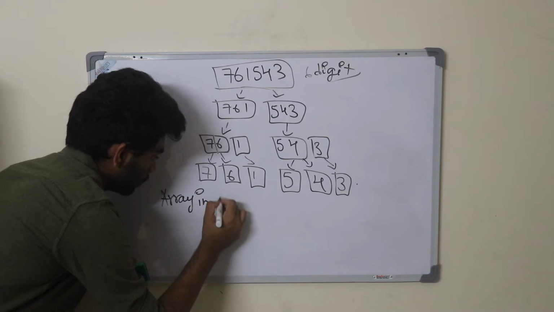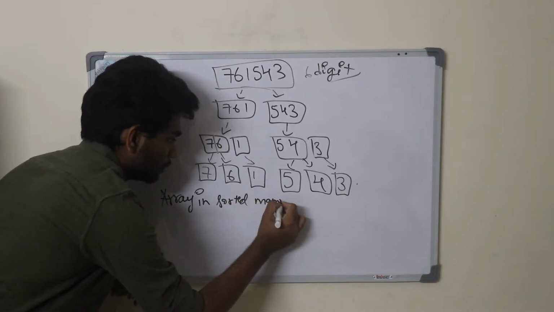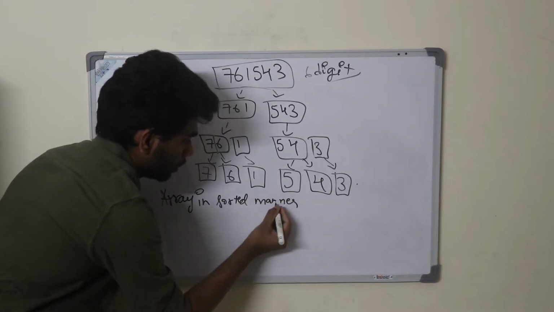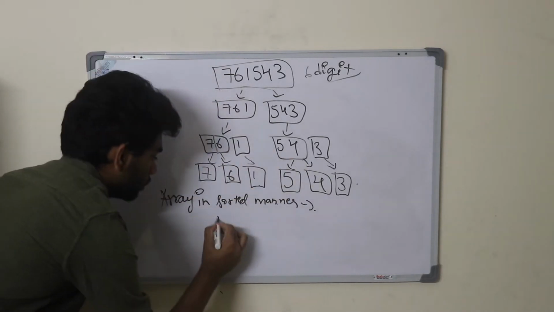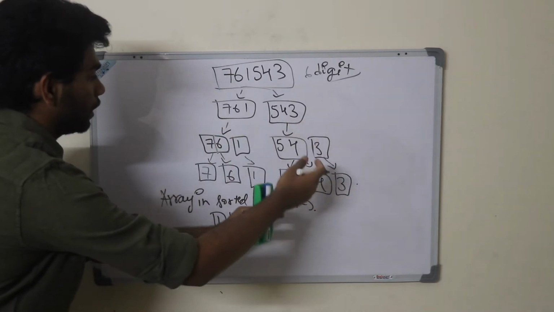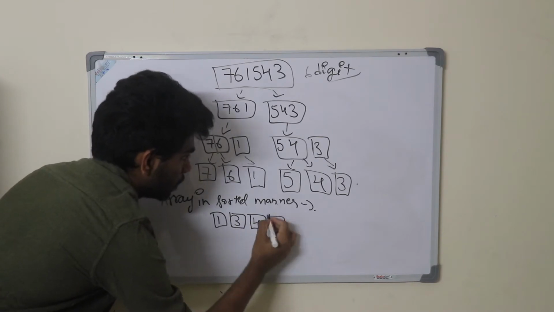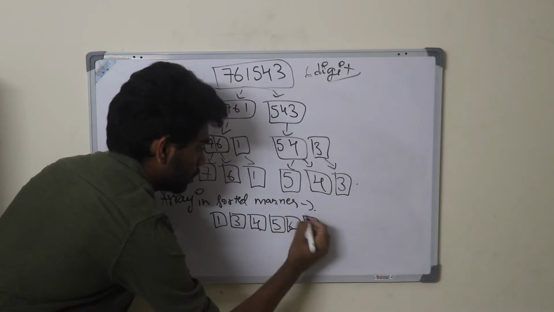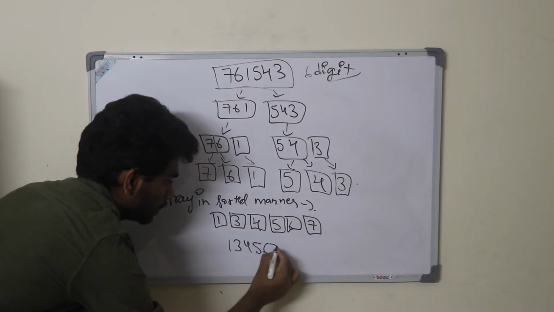In sorted manner. So when we sort this, we can see 1 coming out first, then 3, because those are the first in their parts, then 4, 5, 6, 7. So 1, 3, 4, 5, 6, 7.